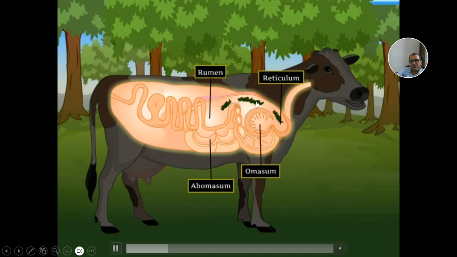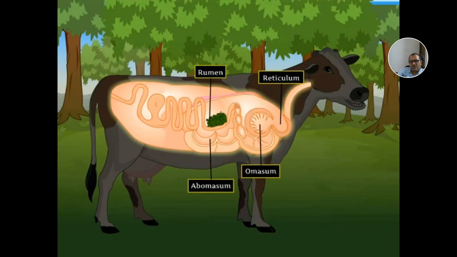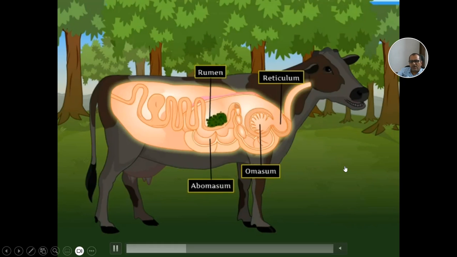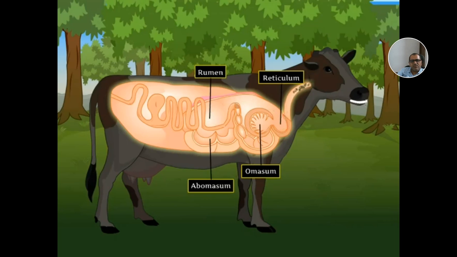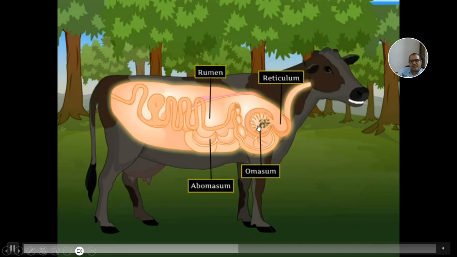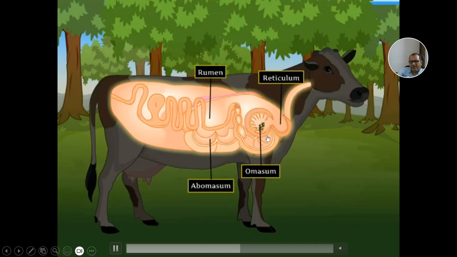So whenever the animal eats grass, it goes directly to the rumen, where it stagnates. Then later it is regurgitated back. You can see here it comes up through the esophageal sphincter, and once again the animal starts mastication. So it is chewed two times. Whenever the mastication is done, it once again enters the reticulum or the omasum. So this is a very characteristic feature of these animals.